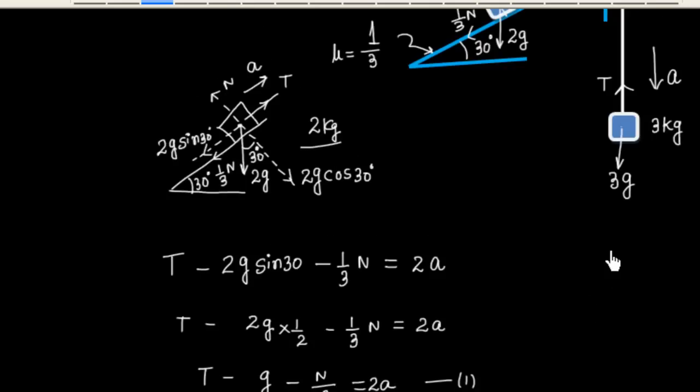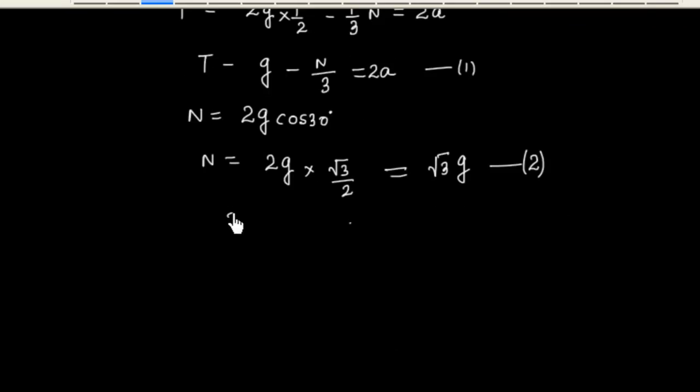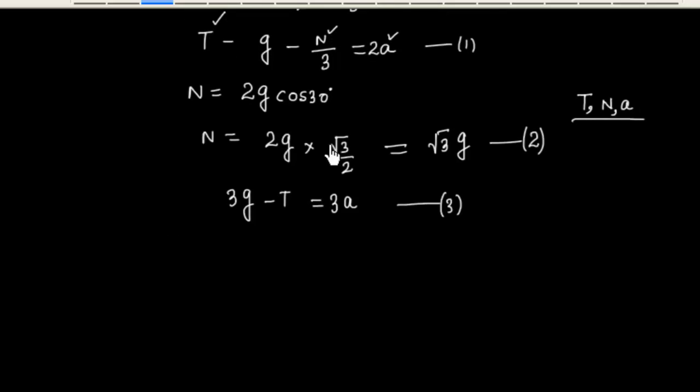One equation I will get from here: the mass is going downward, so 3g minus T, where T is upward, equals mass 3 times acceleration a. So we have these three equations. We have three unknowns. What are the unknowns? T is unknown, the normal reaction is unknown, and the acceleration is unknown. So there are three unknowns, T, n and a. We can solve for these. If I plug the value of n in equation number 1, we can write equation 1.